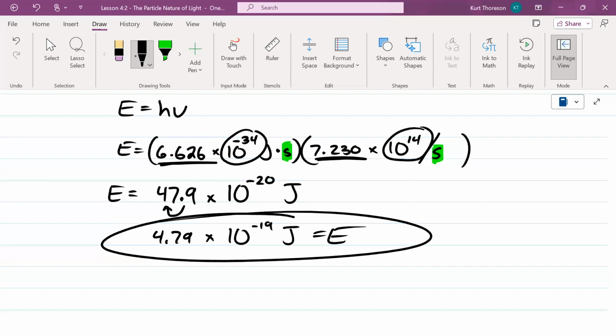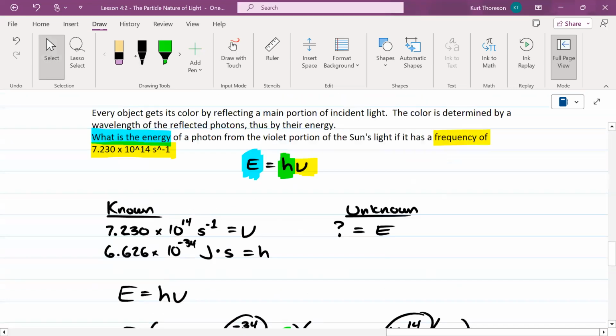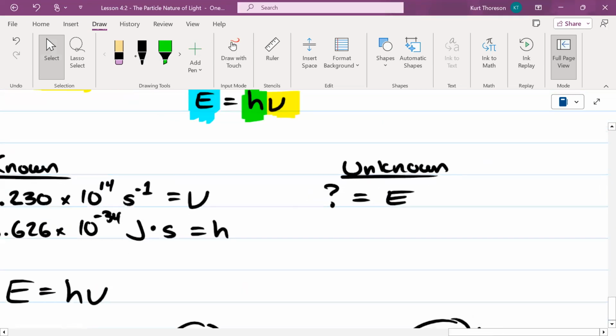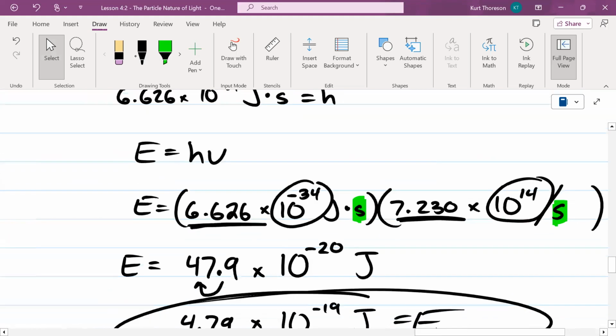Chem can be hard. I was a B student in chem in high school. I know how you feel. So rule number one, pay attention in class. Rule number two, you've got to be able to read the problem and identify what your knowns are and what your unknowns are. And then solve it step by step.